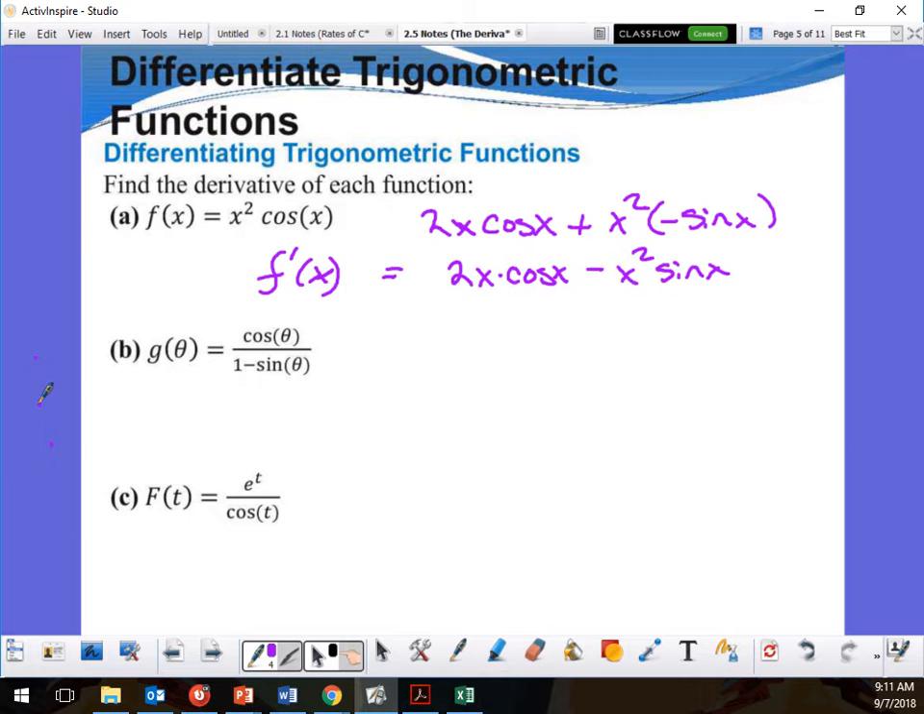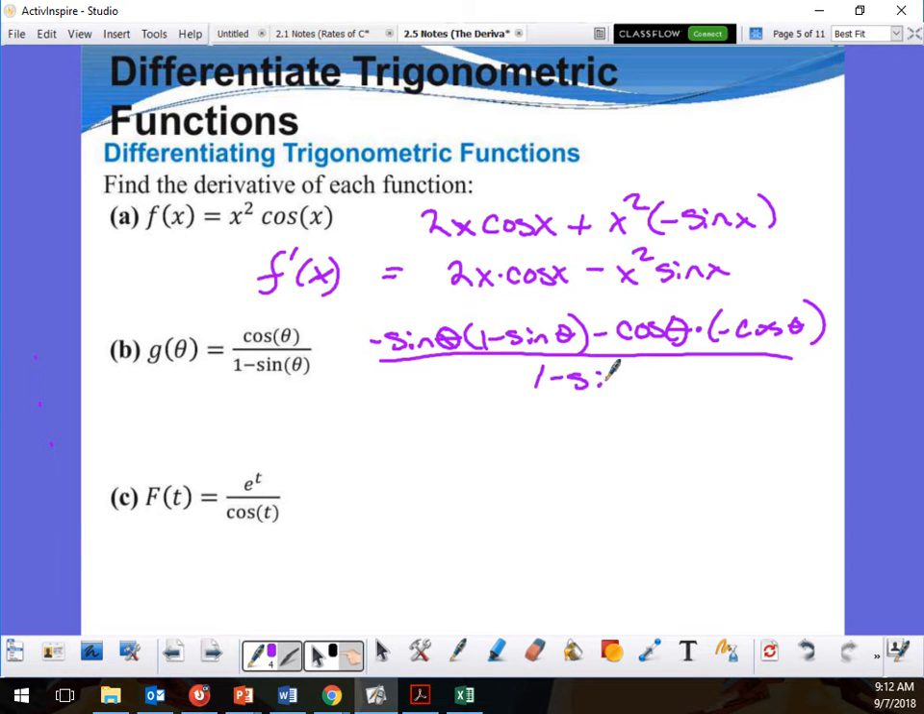What rule do we have on B? Quotient. So it's going to be negative sine of theta times 1 minus sine theta, minus cosine of theta times the derivative of this. The 1 goes away, and then negative sine gives me negative cosine of theta, all over 1 minus sine theta squared.